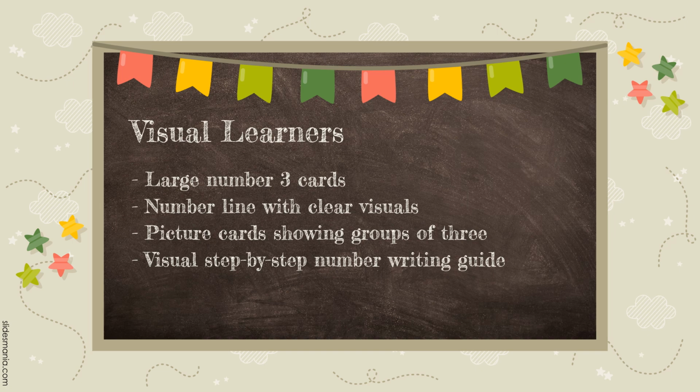So for my visual learners, I will have all 4 available. I will want them to pick one, which would either be the large number 3 card, a number line with the clear visuals, picture cards showing groups of 3, or visual step-by-step number writing guides. This will allow the kid to pick the one they think will be best for them and change it throughout if that's okay, just so it's best for their learning.